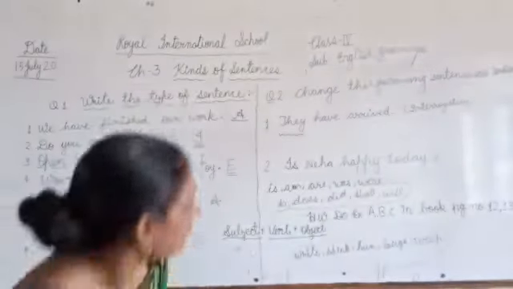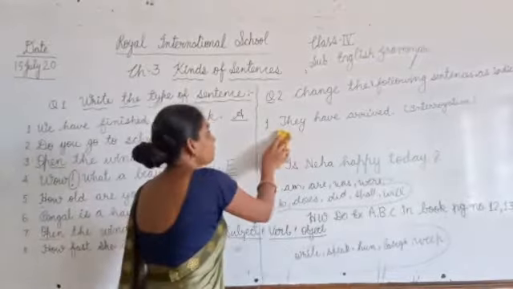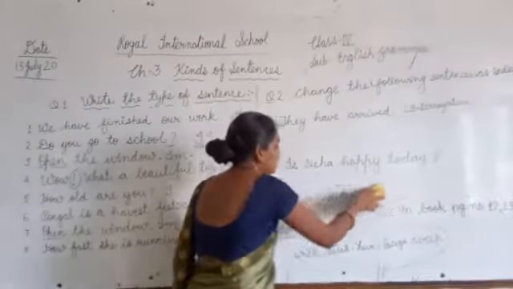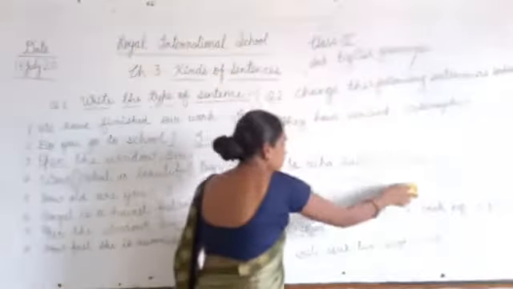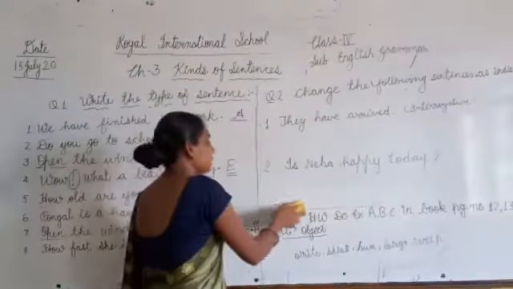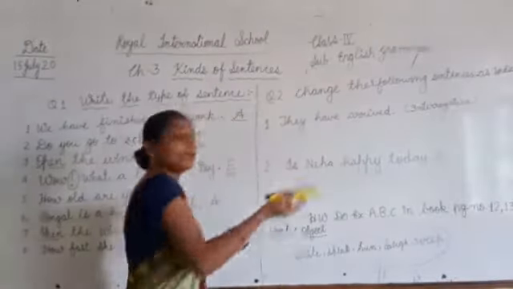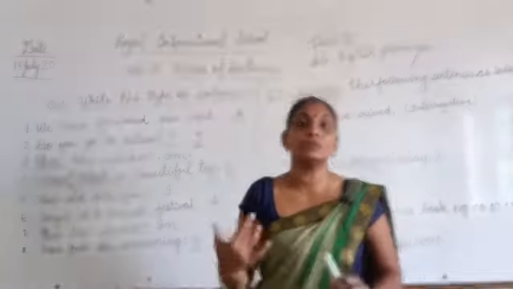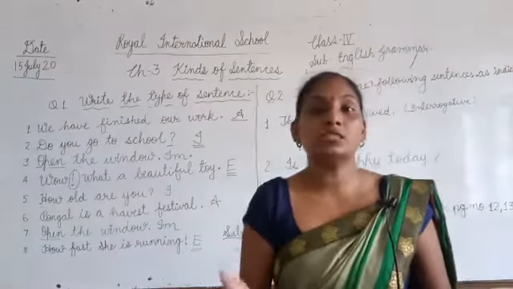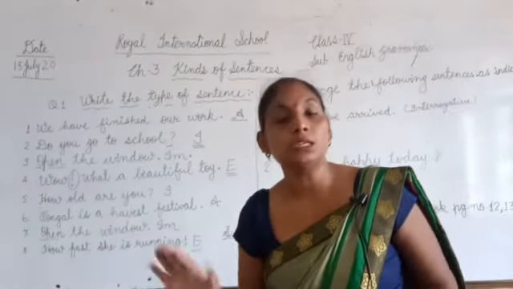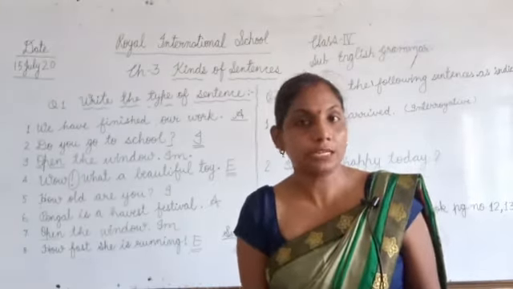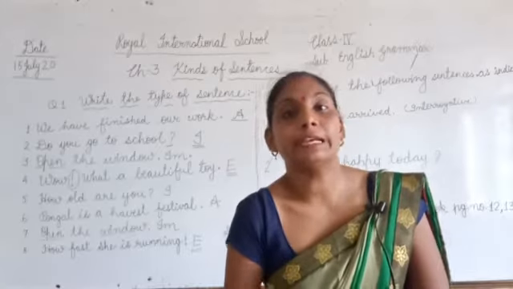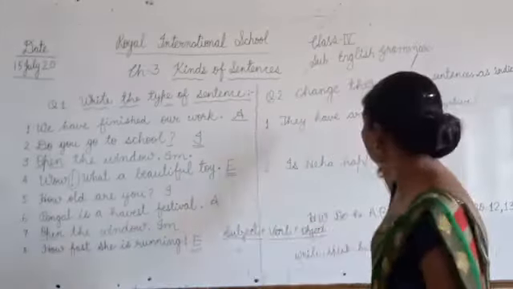What is this thing? This thing is that you should first be able to recognize the type of sentence. Is that clear, students? When you recognize the type of sentence, beta, then you can solve this question. Then you can change interrogative to negative, negative to interrogative, or negative to simple, simple to negative, simple to interrogative. You can change all types of sentences. First you have to know what kind of sentence we have written.